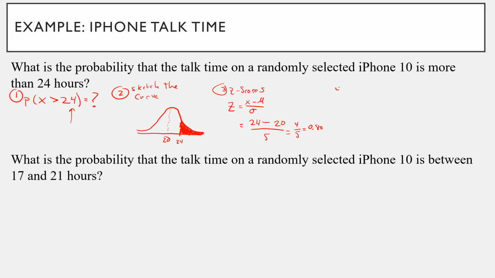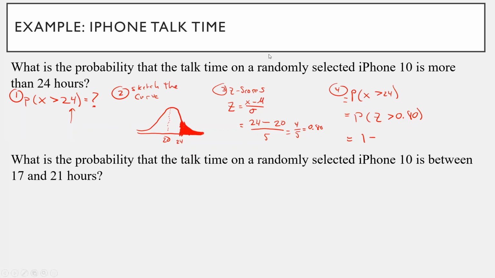Then finally, step 4. The probability that x is greater than 24 hours is now the same exact thing as the probability that a z-score is greater than 0.80. And this is why I say sketch the curve. All right, how do I find an area to the right? Comp rule. Yep, so it's 1 minus.